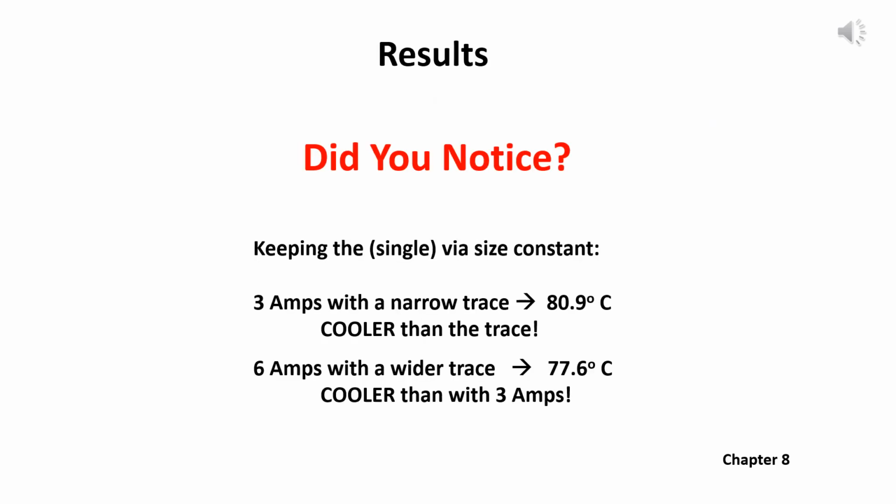Now, did you notice? Keeping the single via size constant between the 2 traces, 3 amps with a narrow trace got us a via temperature of almost 81 degrees, cooler than the trace. 6 amps with a wider trace got us a via temperature of only 77.6 degrees. That was cooler than with the 3 amps. 3 amps got us 80 degrees, 6 amps got us 77 degrees. I'm going to repeat the previous slide for you to look at again.